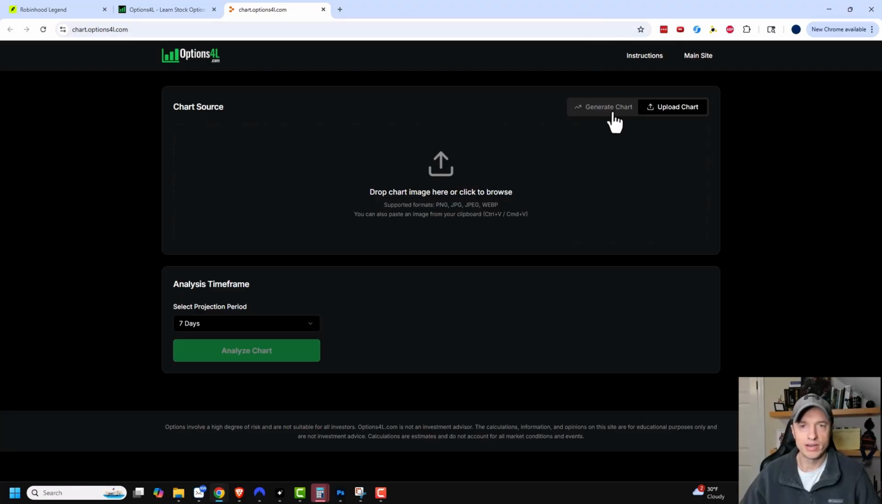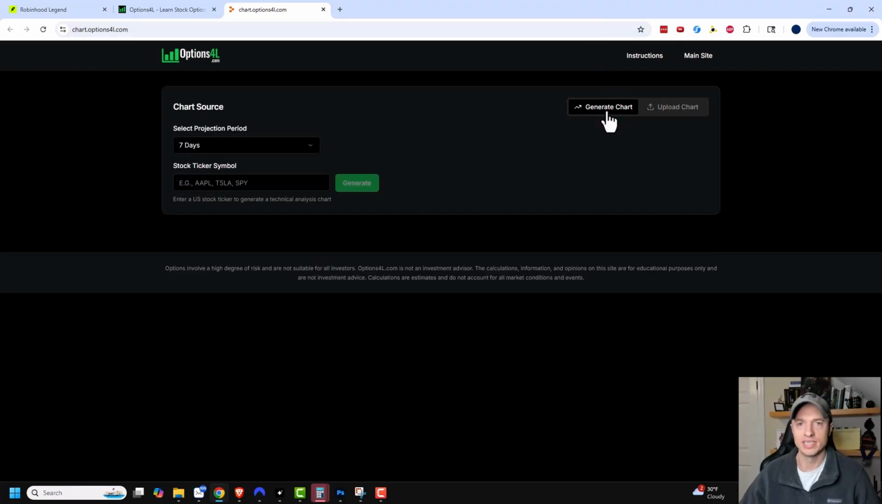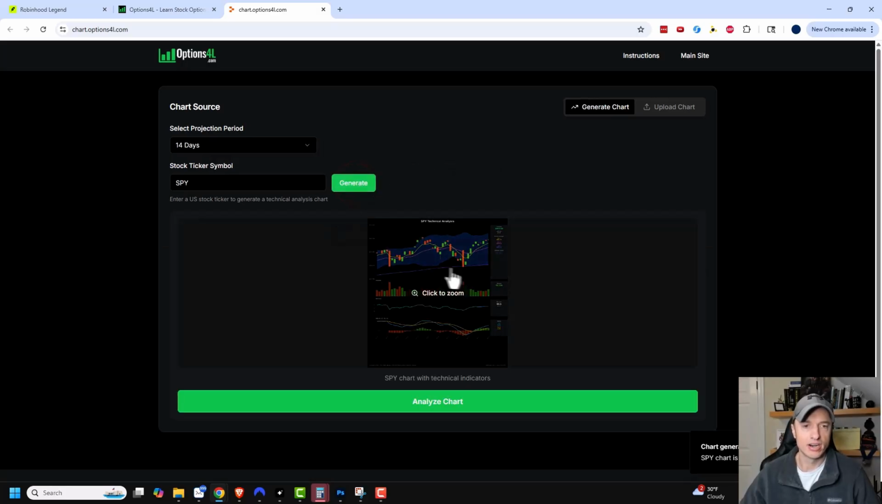So we'll go through the generate chart process first because I think it's the easiest one and it gives you a lot of really good information. And real quick, this tool is free, so go ahead and check it out. So we'll do a 14-day demo and we'll go ahead and do SPY and generate. You'll see that it'll generate a chart very quickly.